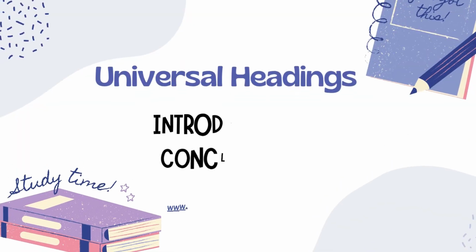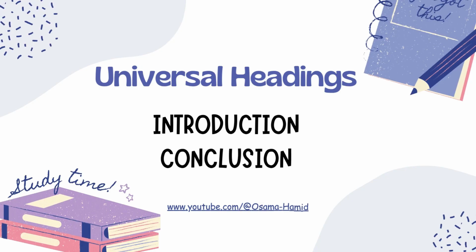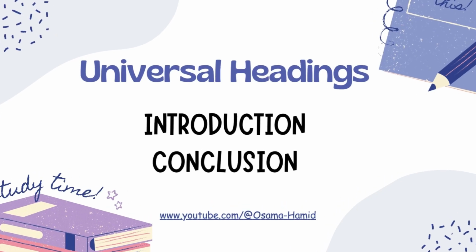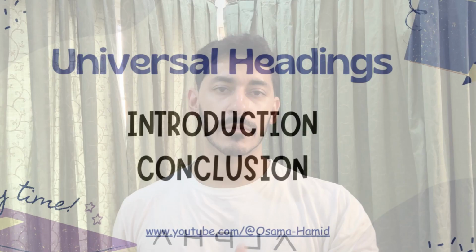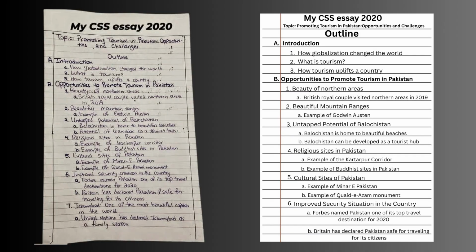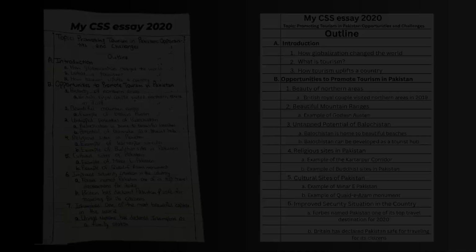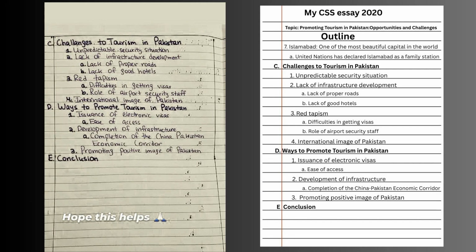The first thing you have to keep in your mind is that there are universal headings that will come in your essay. That is the introduction and that is the conclusion. I am also showing you what I wrote in my CSS essay paper, and you can see that introduction and conclusion are universal headings. So you don't need to write any sub-headings, and you don't need to write anything underneath them.